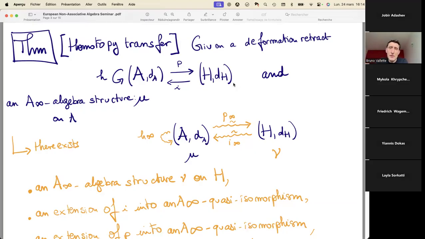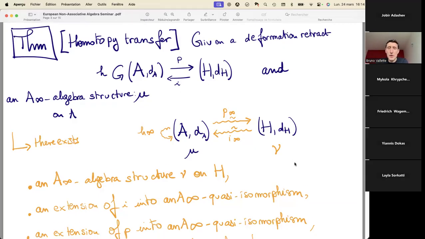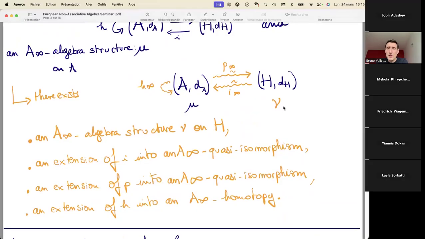Here we have an A infinity structure on H, such that I and P extend, this is what I wrote before, this is what I wrote in yellow here, or orange, I don't know. So each time you start from an associative or even an A infinity structure, there exists a structure transferred on H, and you can extend these maps that were just one map into collections of maps that do form an A infinity quasi-iso, an A infinity homotopy.